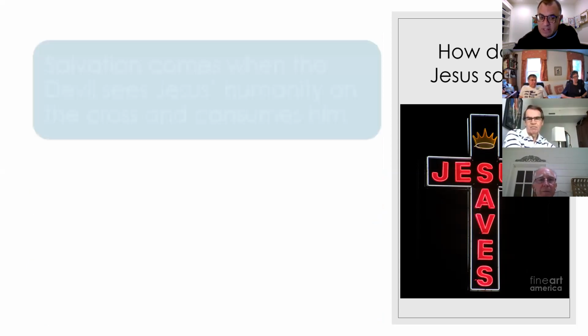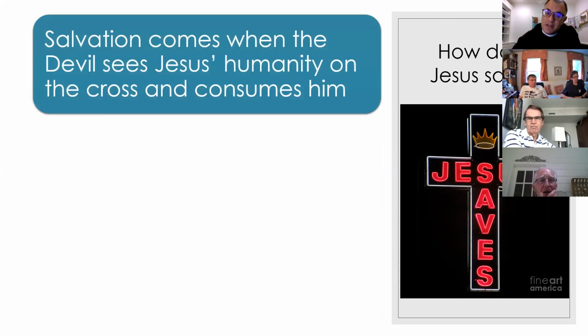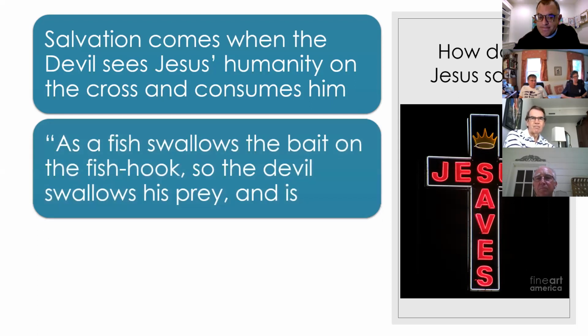He came to save us from the powers of evil, and to do that by getting us back from Satan and from evil. So in this case, salvation comes when the devil sees Jesus' humanity on the cross and consumes him, or takes him down to hell. This is where, in the Apostles' Creed, he descended into hell, or he descended to the dead, depending on which way they translate that. It's the same idea either way, that Jesus died on the cross, and he was taken down to break loose the doors of hell and save everyone who was stuck there.